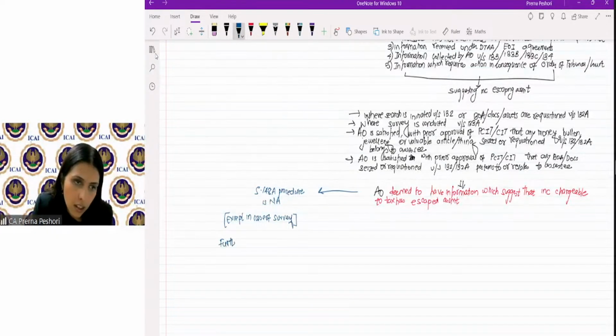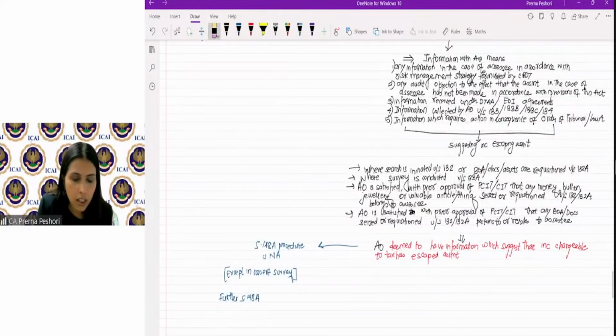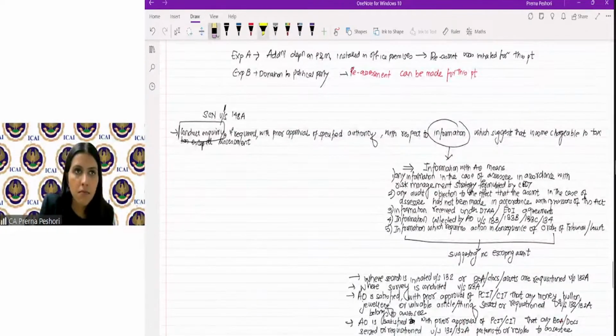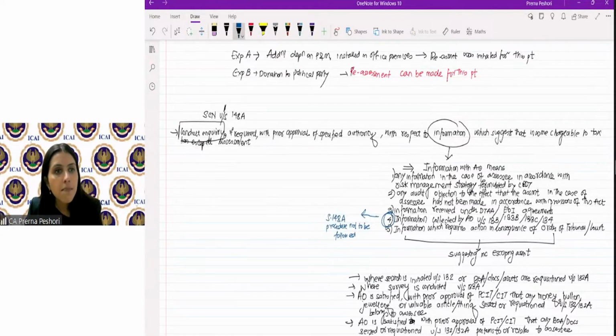Further, section 148A, procedure not to be followed only in respect of this point. Okay. So first procedure under 148A is to conduct the inquiry.